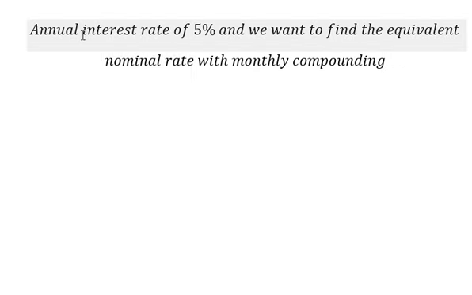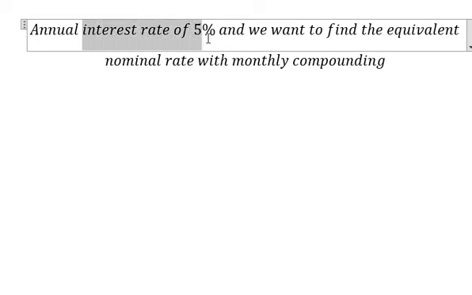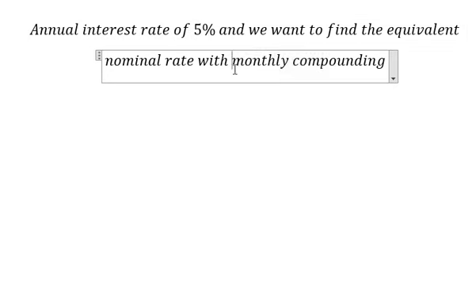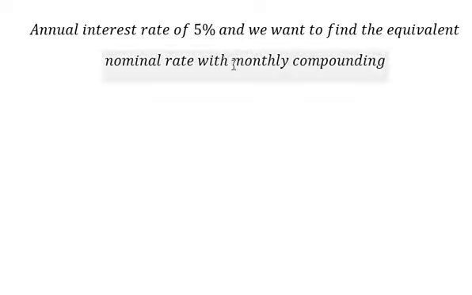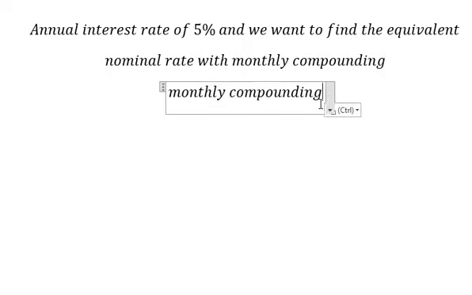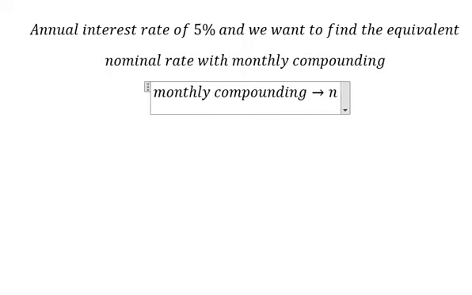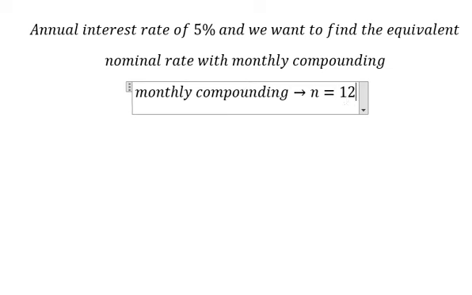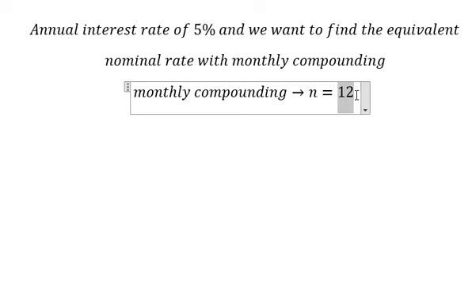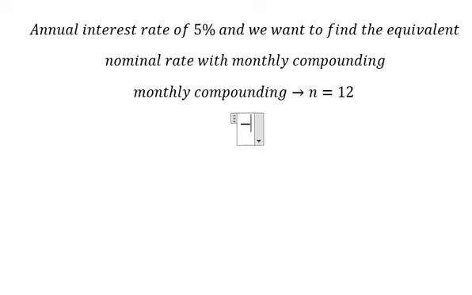We know that the annual interest rate is 5%, but they want to find the equivalent rate for monthly compounding. So monthly compounding in this situation means n equals 12, or they repeat 12 times per year. So the formula for this one should be like this.